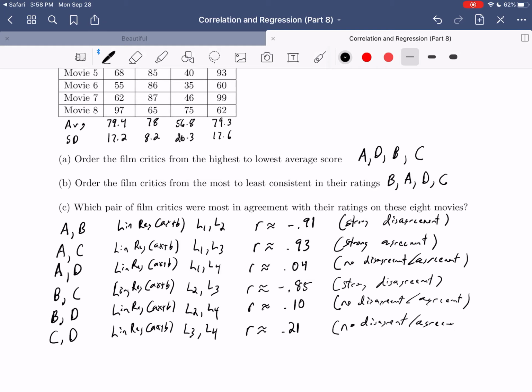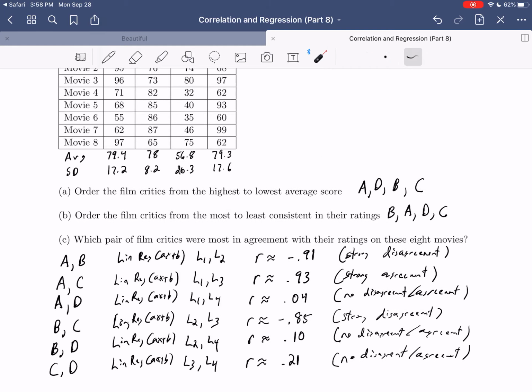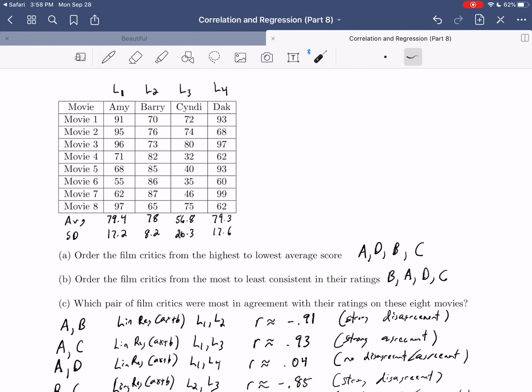so no disagreement or agreement. So what does this tell us about these four critics here? Well, it basically tells us that the way Amy and Cindy think about these films is very similar, even though Cindy apparently is a much harsher reviewer, just gives lower scores overall, but they agree, at least out of these 8 films, which ones are the better of the 8 and which ones are the not so good. Amy and Cindy both strongly disagree with Barry. In other words, the ones that Amy and Cindy are picking out are the ones Barry dislikes, and the ones Barry is picking out as good films, Amy and Cindy dislike.